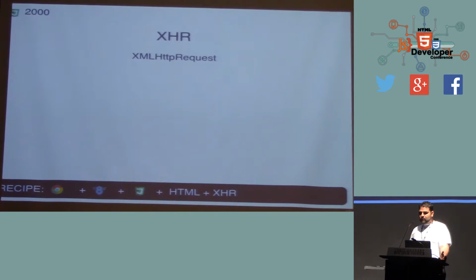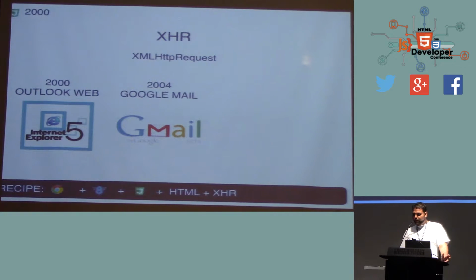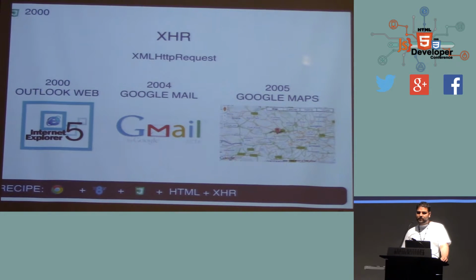In 2000, something changed. We came up with a concept called Web 2.0, where sites became a little more interactive, and we have XHR, the XML HTTP request object. With that, you can communicate with the server, and the server gives you a response in a format known as XML. That was the first time the web became interactive, and the first few players that brought this into the picture were Microsoft Outlook Web, Gmail by Google, and Google Maps in 2005. Later on, they started using XHR.